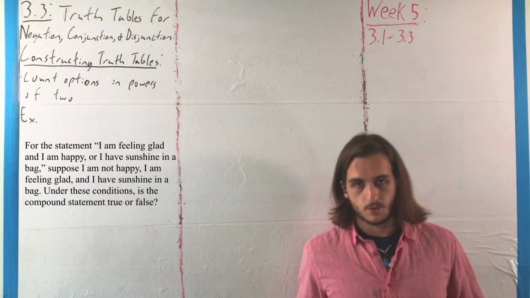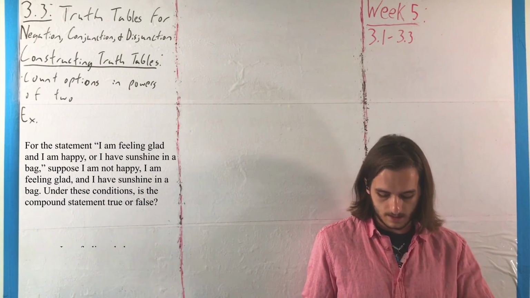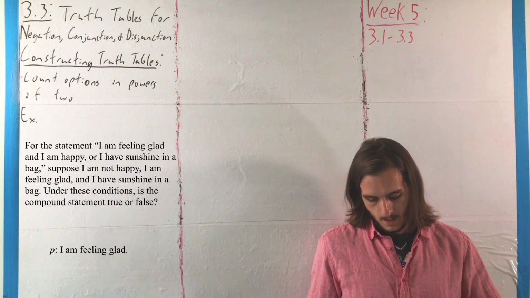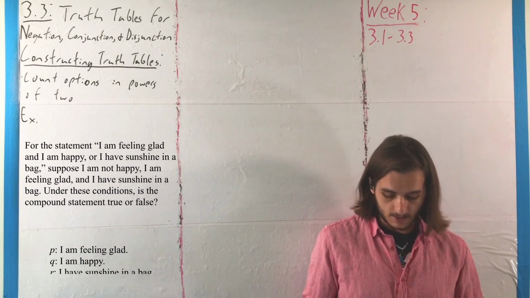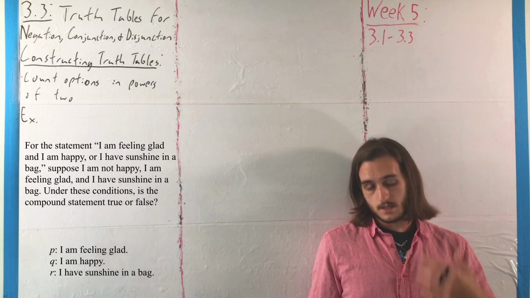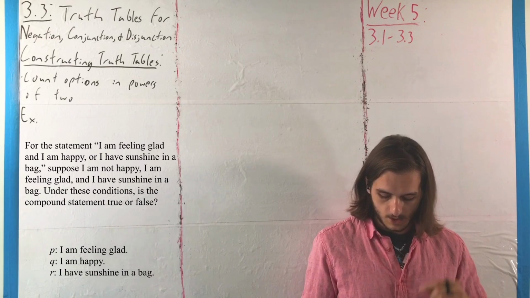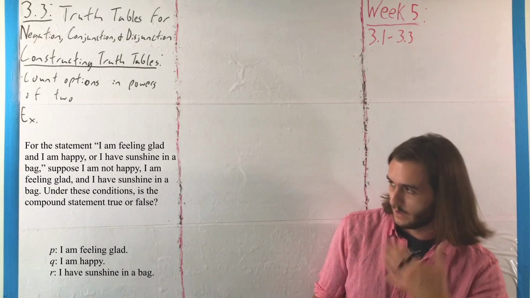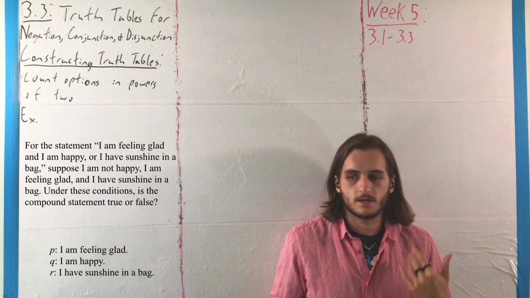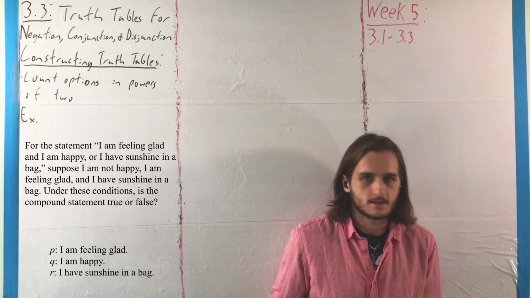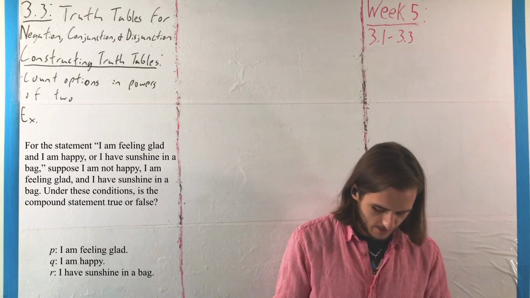The first thing we're going to do is carefully set our notation for what we actually have here. We're going to say that P is the statement "I am feeling glad," Q is the statement "I am feeling happy," R is the statement "I have sunshine in a bag," and we know that in this case, P is supposed to be true, Q is supposed to be false, and R is also supposed to be true, as given by the conditions that apparently I am feeling at the moment. I don't know, but it's Gorillaz lyrics, let's not think too deeply about it.